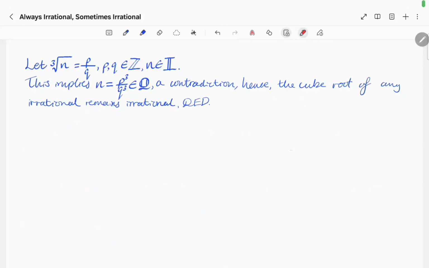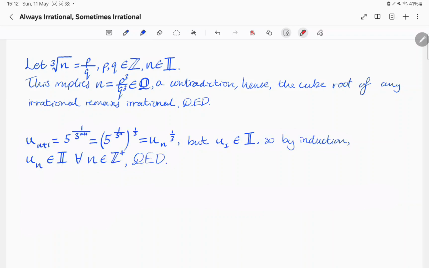Let's get started with part 1. Here, we'll firstly let the cube root of a number n be rational, that is in the form p over q, where p and q are integers. We'll also say that n is irrational. However, this implies that n is equal to p cubed over q cubed, and since p cubed and q cubed are both integers, this implies that n is in fact rational, a contradiction, and thus the cube root of any irrational number remains irrational, as required.